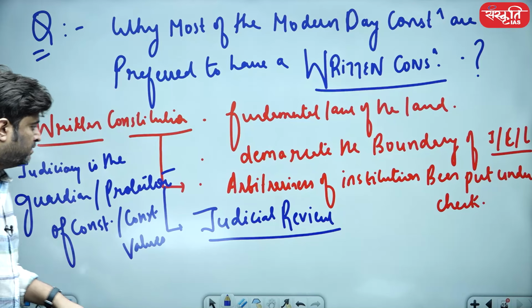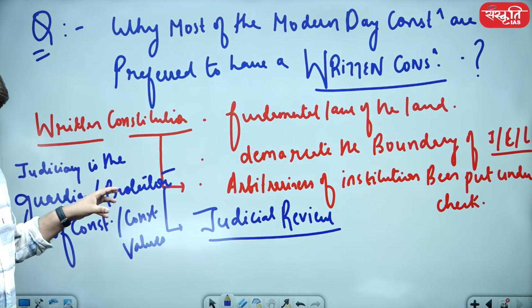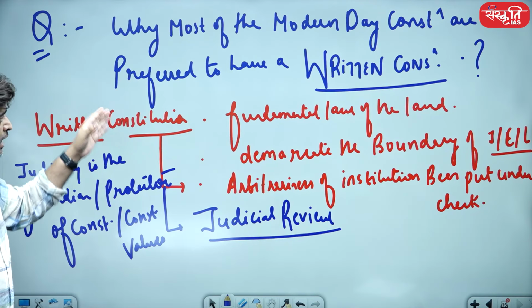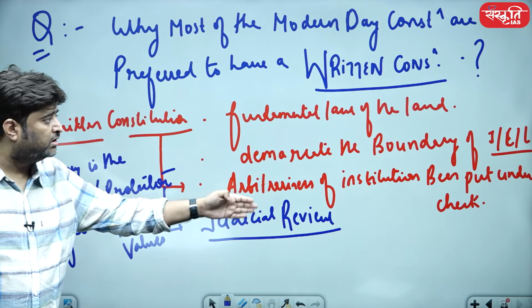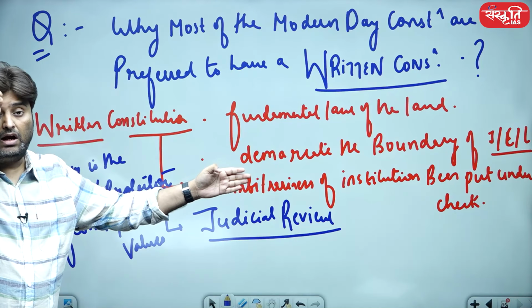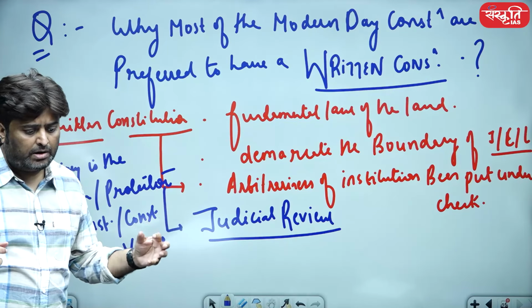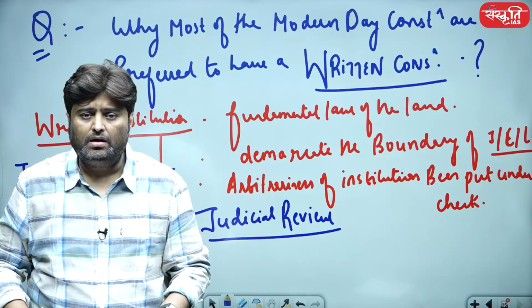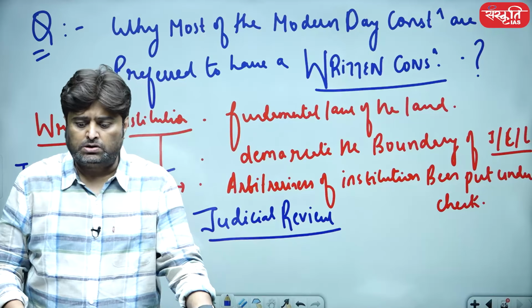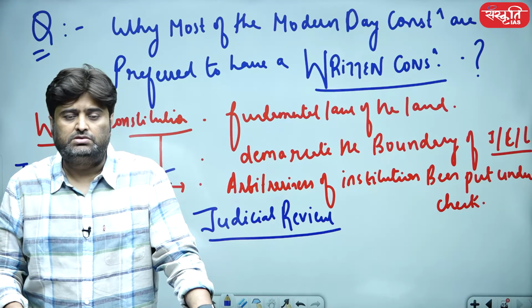And therefore, these explicit written documents make sure that the institutions are going to work within their limit. They are not going to cross their limit, and the fundamental rights of individuals are going to be respected like anything. So this is the importance of having a written constitution, student.